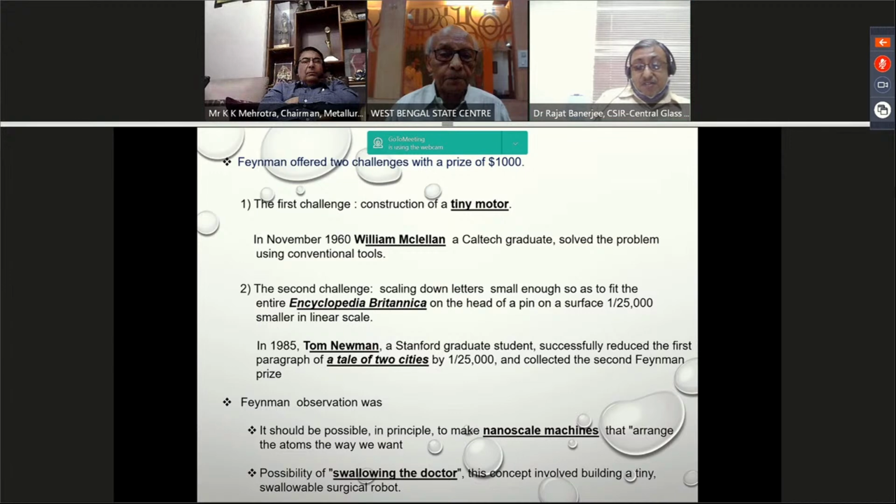Feynman's observation was that it should be possible in principle to make nanoscale machines that arrange atoms the way we want. Another possibility was solving the doctor problem: this concept involved building a tiny, swallowable surgical robot. And let me tell you, this has now come true. Surgical robots are there through which doctors are doing very complicated surgeries.